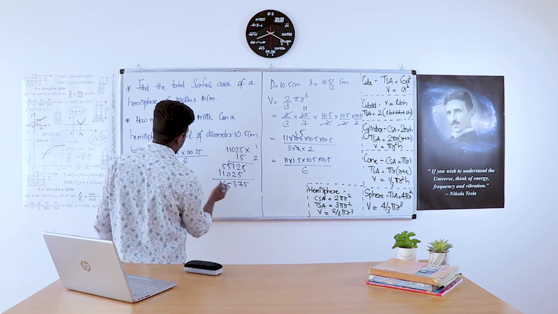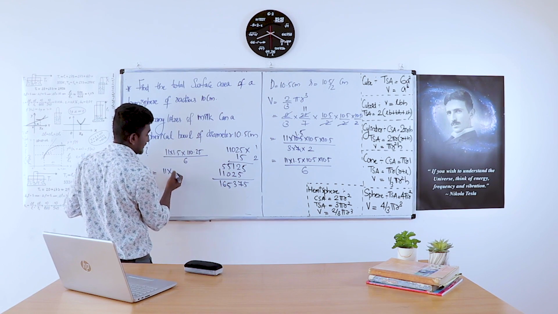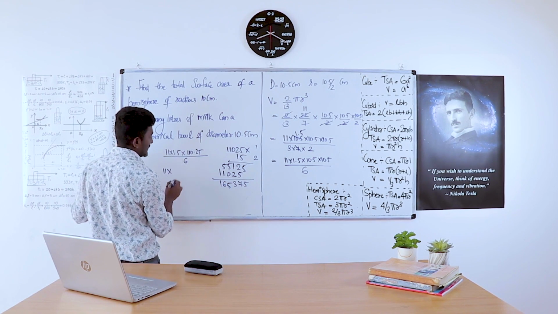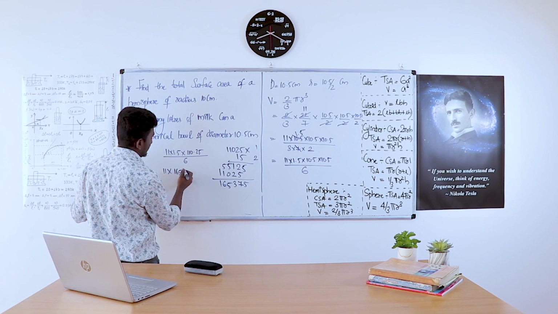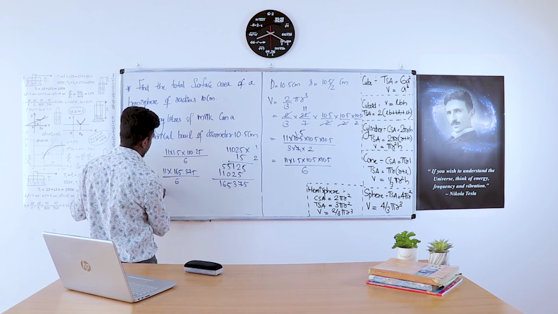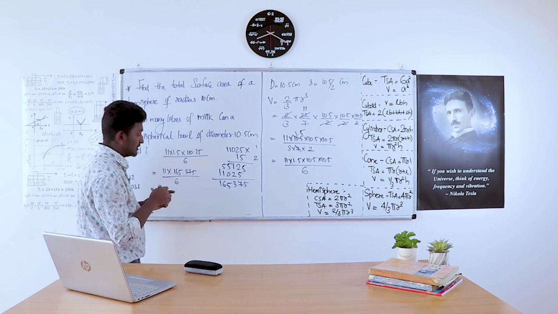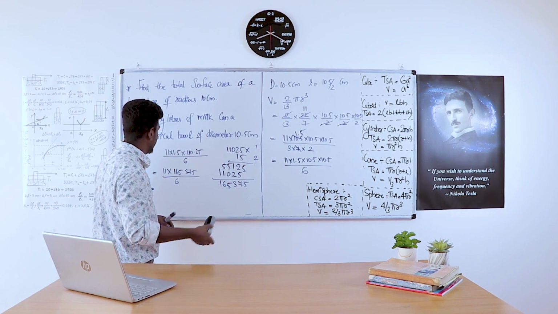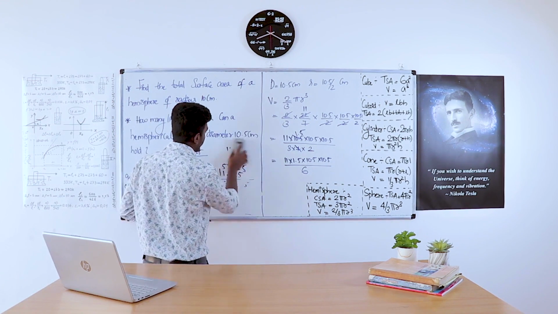So 2 plus 1, when we are putting decimal for 3 places, then it becomes 165.375, all divided by 6. Now we need to multiply 165.375 into 11.